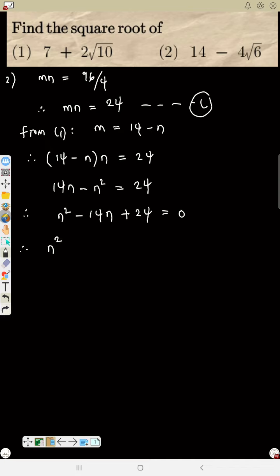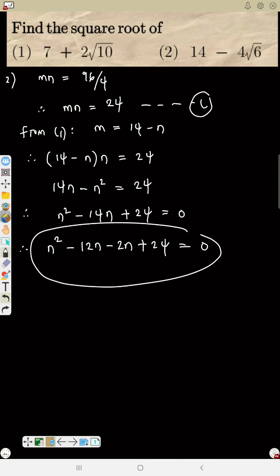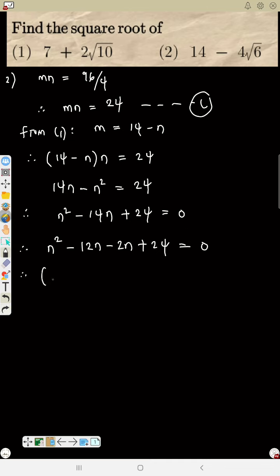So this will be n squared minus 12n minus 2n plus 24 equals 0. I did not explain this quadratic here. Go and watch my separate video on quadratics. You will understand how to solve a quadratic equation. So now bracket 2 here. So this will be n squared, then minus 2n minus 24 equals 0.